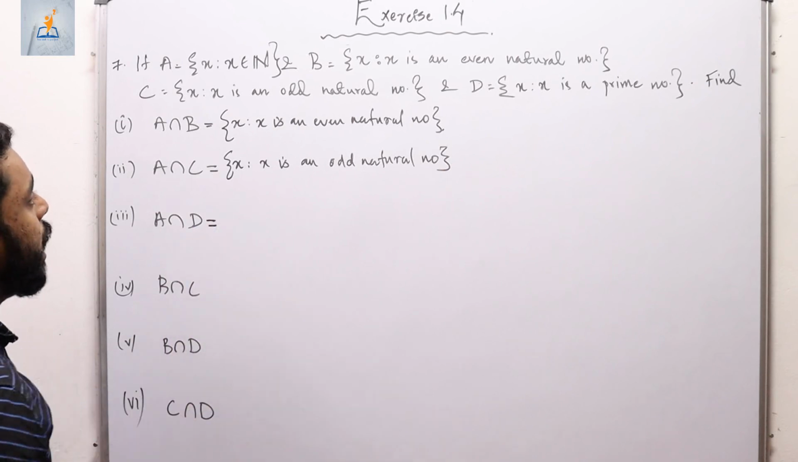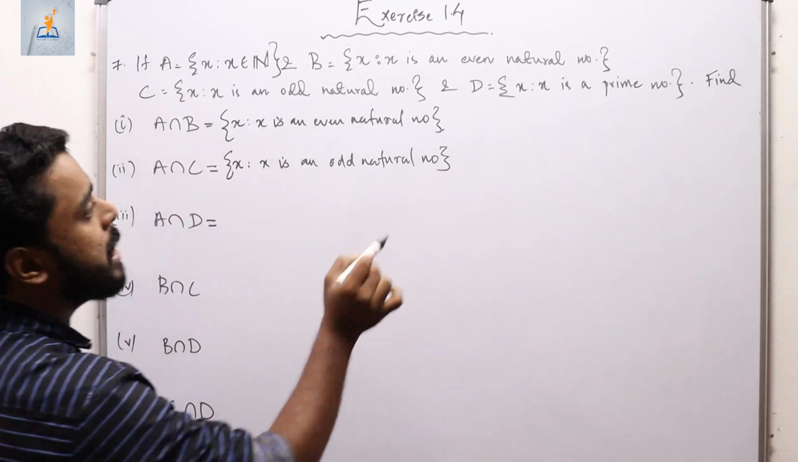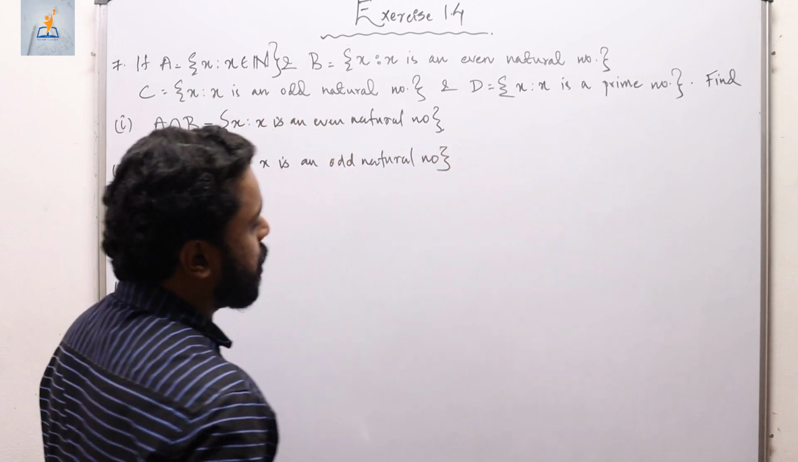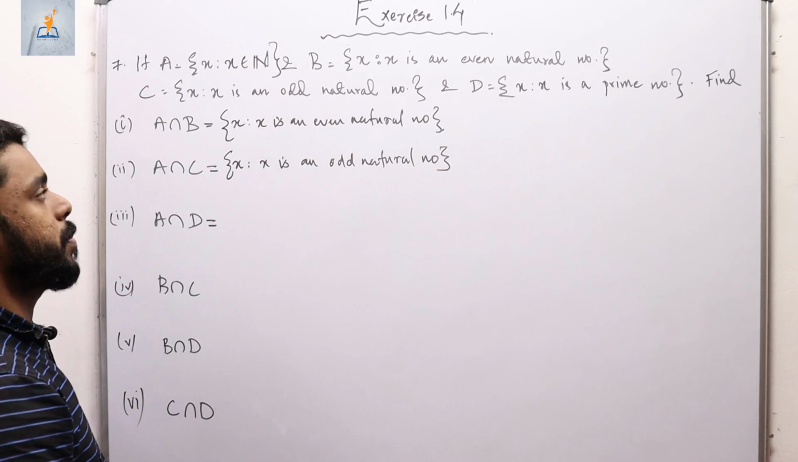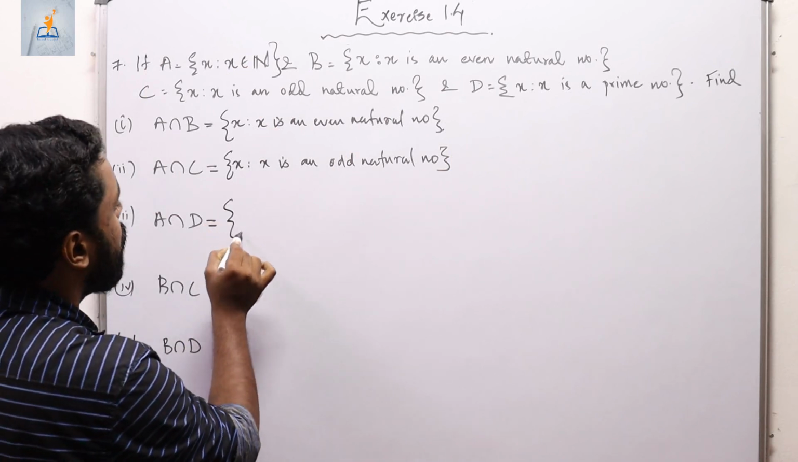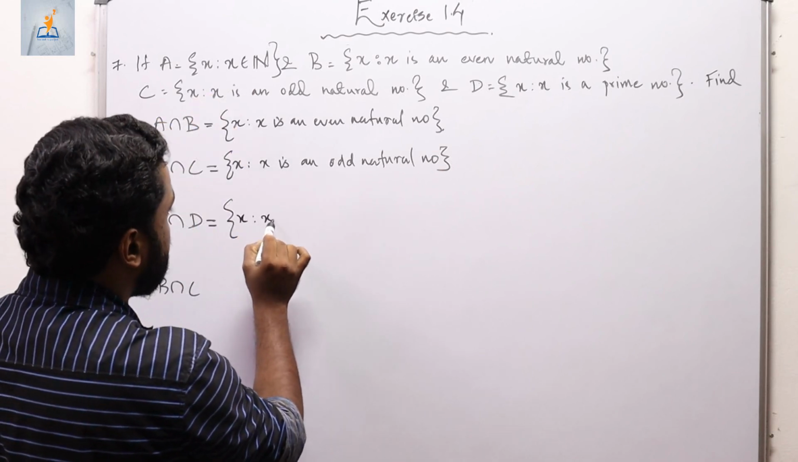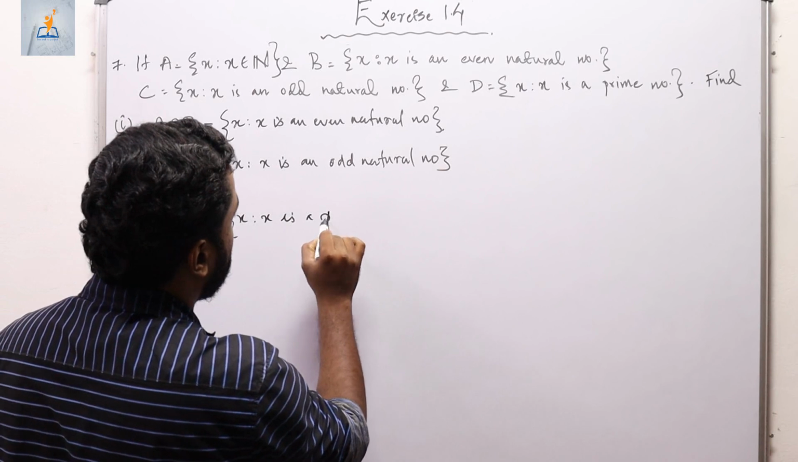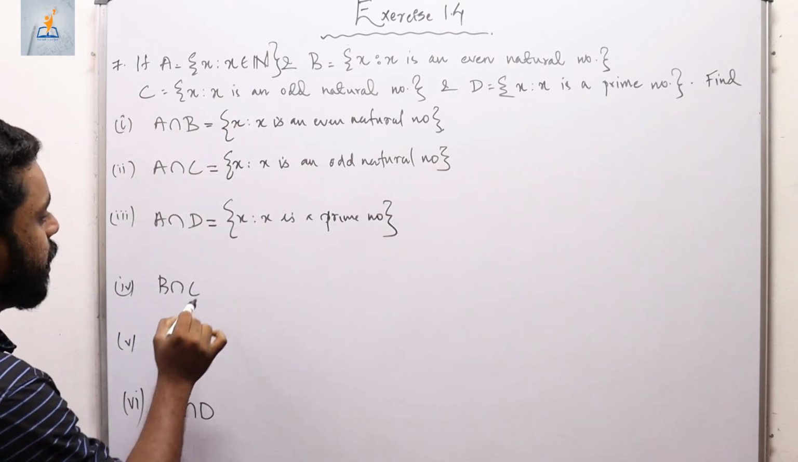Now coming on to A intersection D. A is set of all natural numbers, D is a set of all prime numbers. We know that A already contains the set of all prime numbers because all prime numbers are natural numbers also. So therefore, A intersection D means set of all x such that x is a prime number, isn't it? So that is A intersection D.